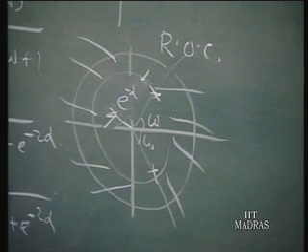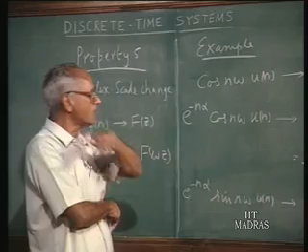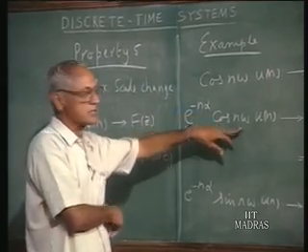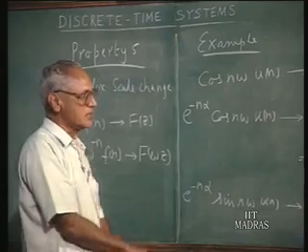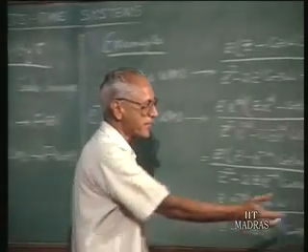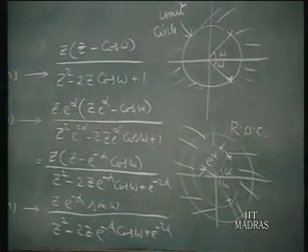The reason is that cos n omega has constant amplitude, but e power minus n alpha cos n omega is a decaying sinusoid. Therefore it decays faster, and therefore the region of convergence is also increased. That is the purport of this analysis.